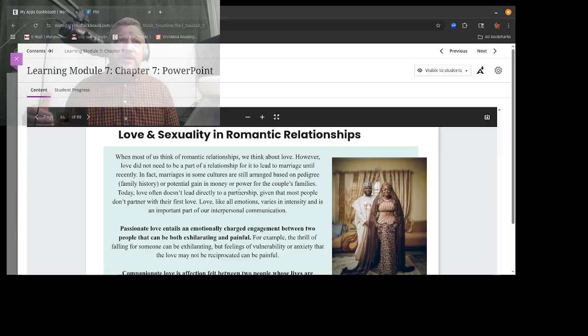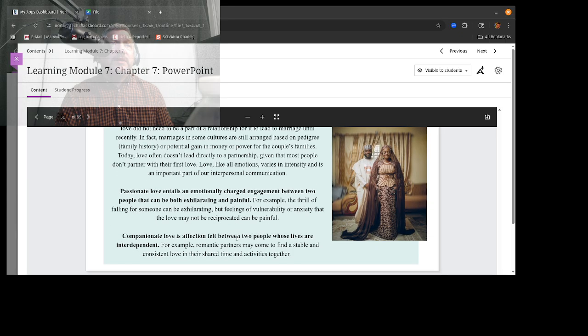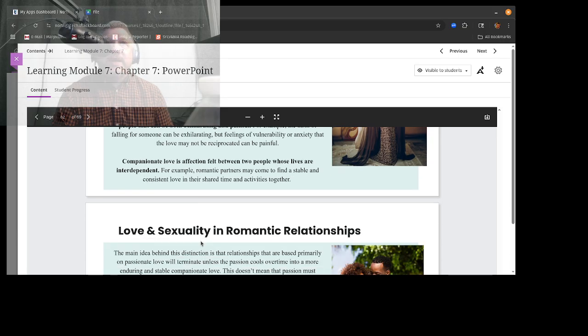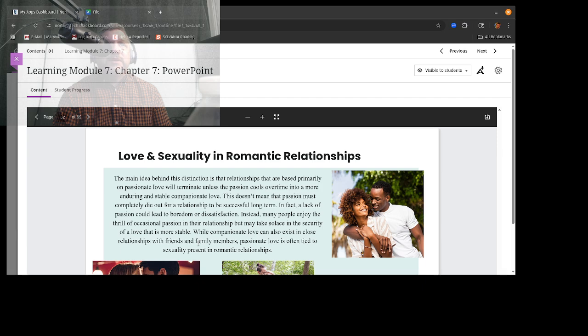In fact, passionate love entails an emotionally charged engagement between two people that can be both exhilarating and painful. For example, the thrill of falling in love with someone can be exhilarating, but that vulnerability or anxiety that comes with love, and the fact that it might not be reciprocated, can be ultimately painful, right? Companion love is an affection felt between two people whose lives are intertwined. Romantic partners may come to find a stable and consistent love in their shared time and activities together. That's normal for a loving relationship.